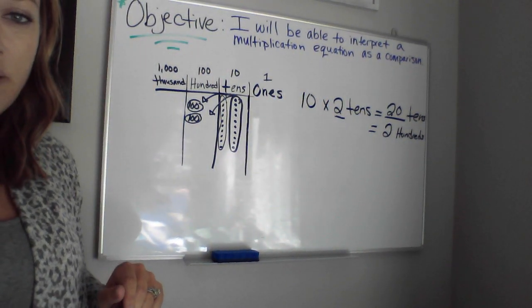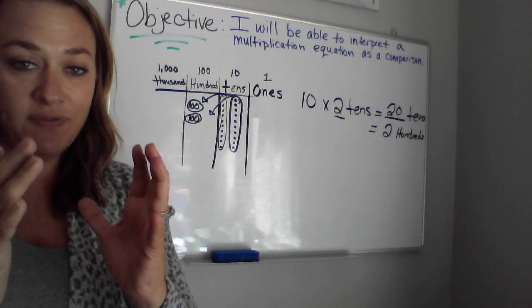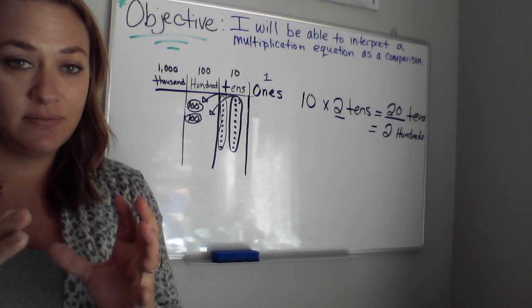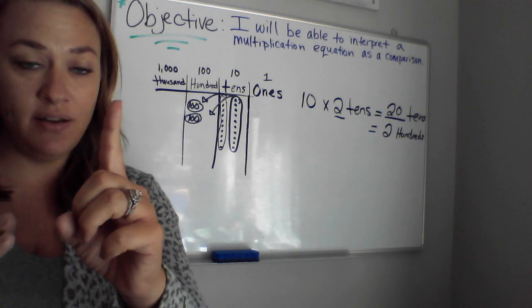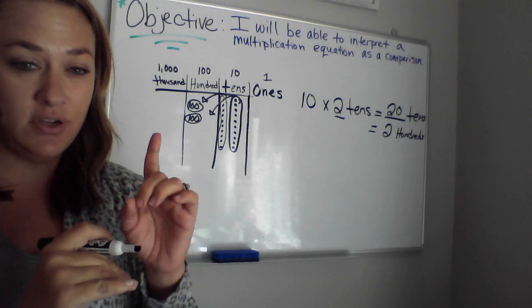You guys see that? You guys see the connection, the comparison that we're doing? So if I have a group of 10 in any of my units, that means that I have one of the larger unit to the left. All right, we're going to do one more.